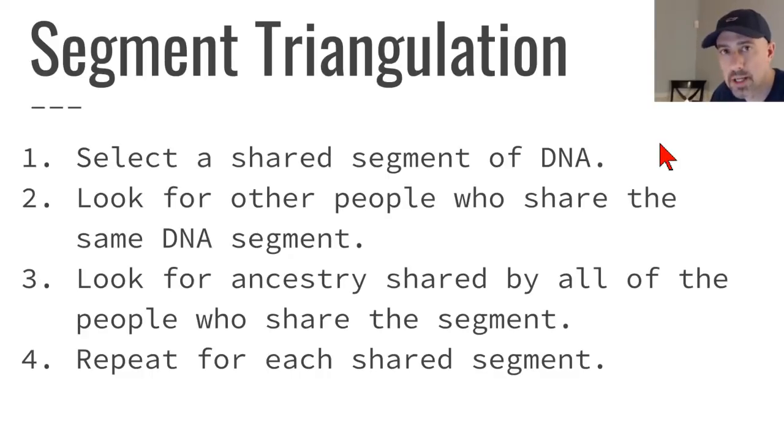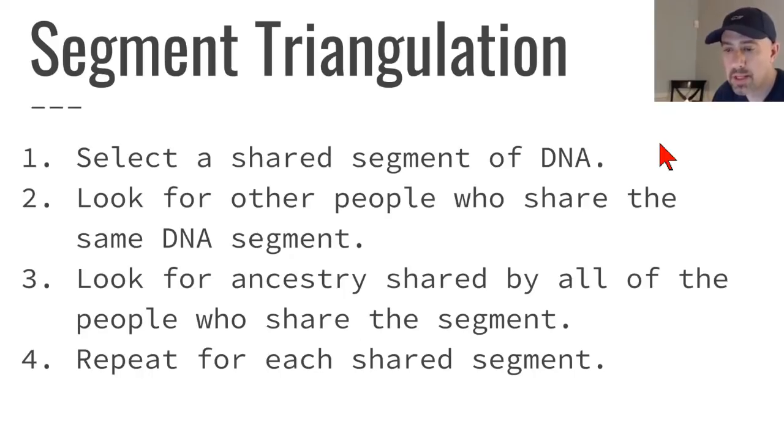And the process of triangulating starts with selecting a shared segment of DNA. So you might be looking at a DNA match that you're particularly interested in for some reason, and you may share more than one segment, but you'll start typically with the largest segment because that usually tells you the most interesting story, and you look for other people who share that segment with the two of you, and then after that you look for ancestry shared by all of the people who share that segment. So you may find a small or moderate-sized group of people who share a relatively large segment, and you'll look for an ancestral line that might be able to account for the DNA that all of you share.